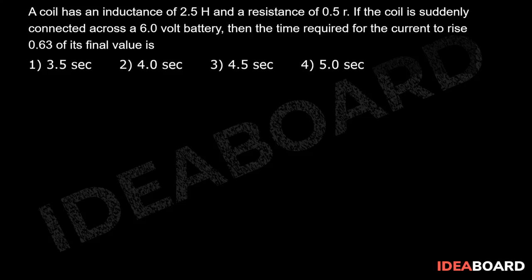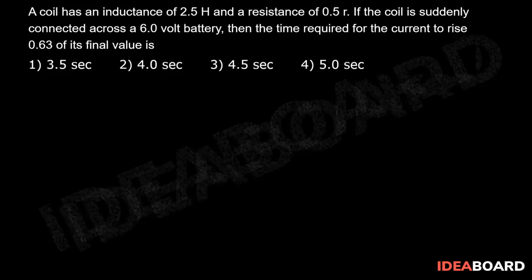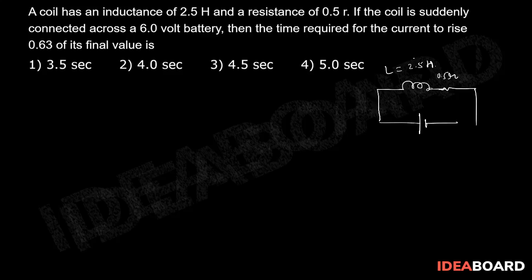Now for the given condition, let's say we have a coil like this. It has some resistance, small r, given to be 0.5 ohm. This is the resistance of the coil and the value of L is equal to 2.5 Henry, right? And it is suddenly connected to a battery like this, which has the EMF value E equal to 6 volts, perfect. So now they are asking the time required.